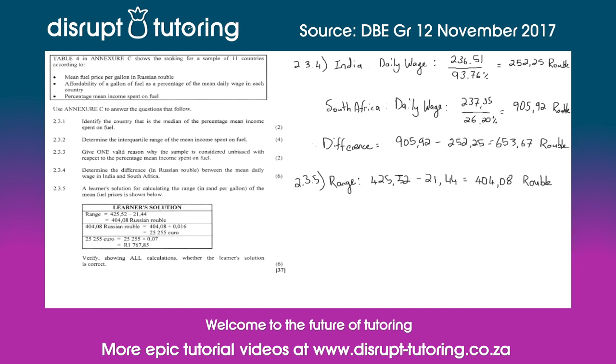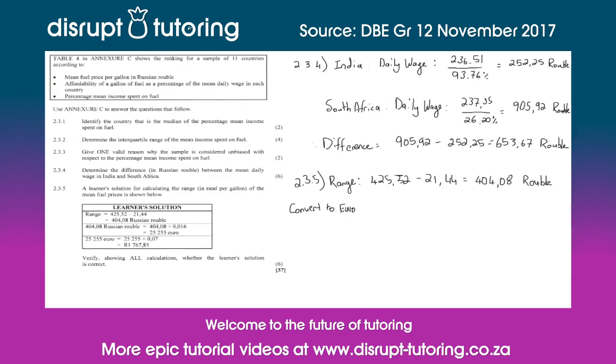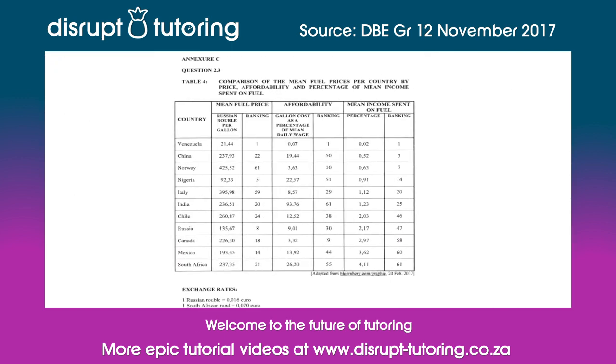Their second step is now convert to euros, and the reason why we have to convert to euros is because if we look at this diagram again, they've given us exchange rates down here, and they've only given us the exchange rate from ruble to euro, and then from euro to rands. So we do have to break this up into two steps. So first, to convert to euro, we can rewrite that as it says 1 ruble equals 0,016 euros.